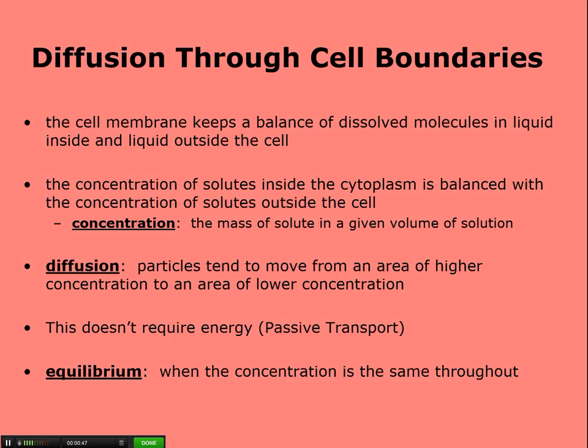The cell membrane keeps a balance of dissolved molecules in liquid inside the cell as well as outside the cell. Cells always want to maintain homeostasis, and they do that by having an equal concentration inside the cell as in their surroundings. And that concentration is a concentration of solutes. The concentration of solutes inside the cytoplasm is balanced with the concentration of solutes outside the cell.